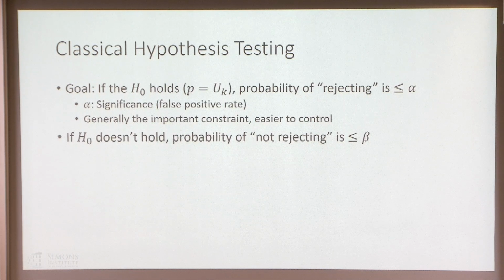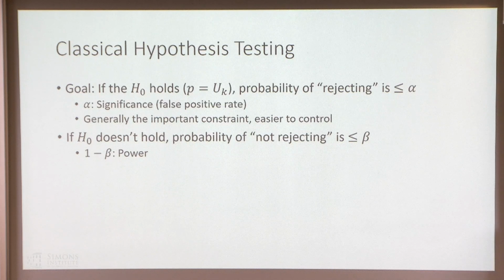The other goal you have is that if H0 doesn't hold, then we want the probability of not rejecting, that is saying that the null hypothesis does hold, to be less than beta. So the parameter 1 minus beta is called the power of the test. That is, alpha is the false positive rate, beta is the false negative rate, and we say a test is good if it has high power. That is, it's got a low false negative rate.